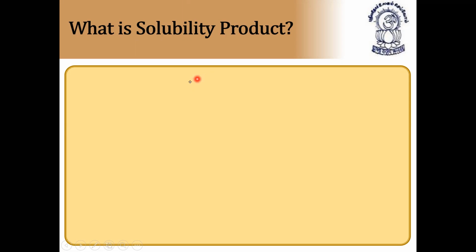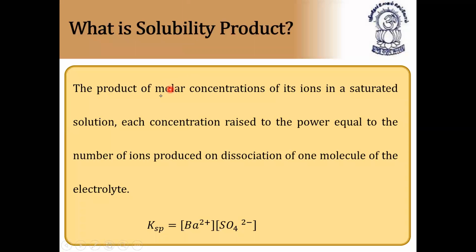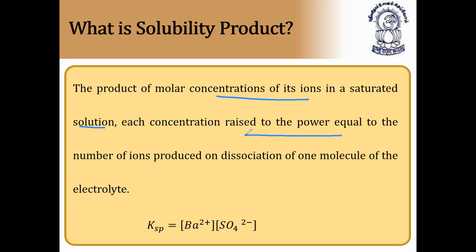What is solubility product? The product of molar concentrations of its ions in a saturated solution, each concentration raised to the power equal to the number of ions produced on dissociation of one molecule of an electrolyte. This is called solubility product.